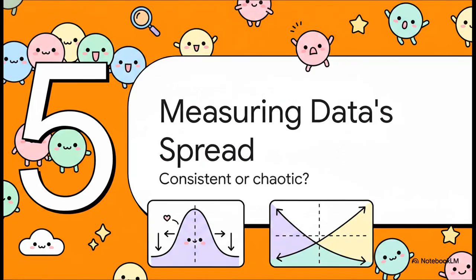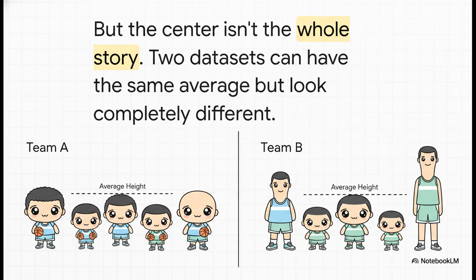So finding the center is a huge first step, but it's only half the story. To really get what's going on, you also have to know how spread out or how clustered together all the data is. Let me give you an example. Imagine 2 basketball teams. The average height of the players on both teams is exactly 6'7". They sound similar, right? But on one team, almost every player is right around 6'7". On the other team, you have a couple of 7-foot-plus giants and a few 6-foot guards. See? Same average, but they are totally different teams. That difference, that's the spread.